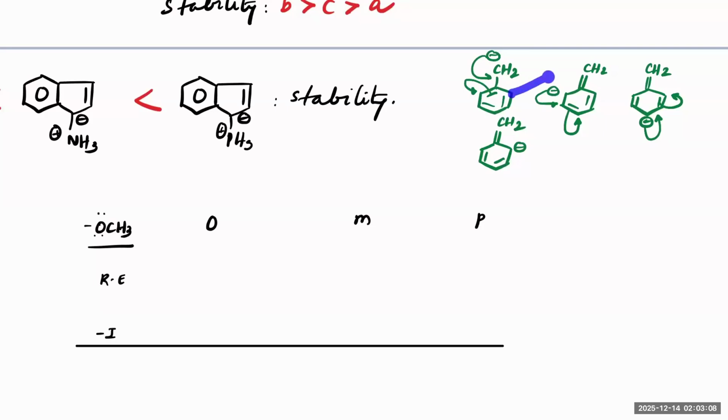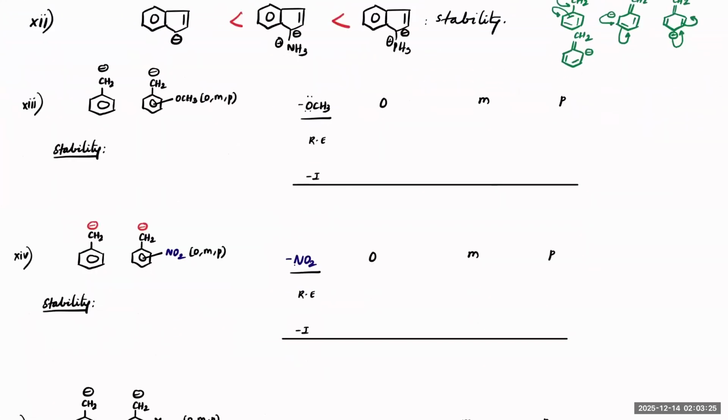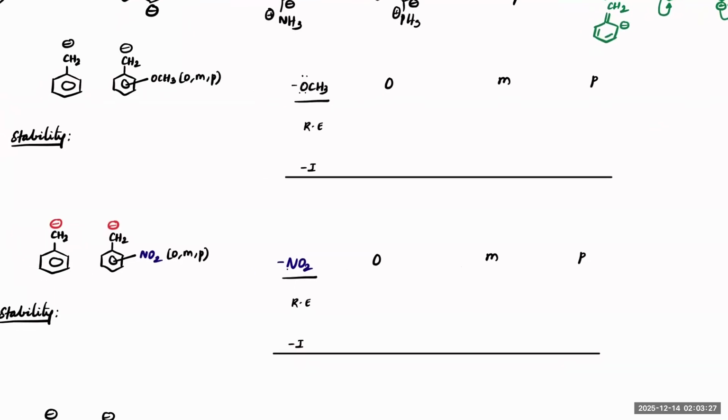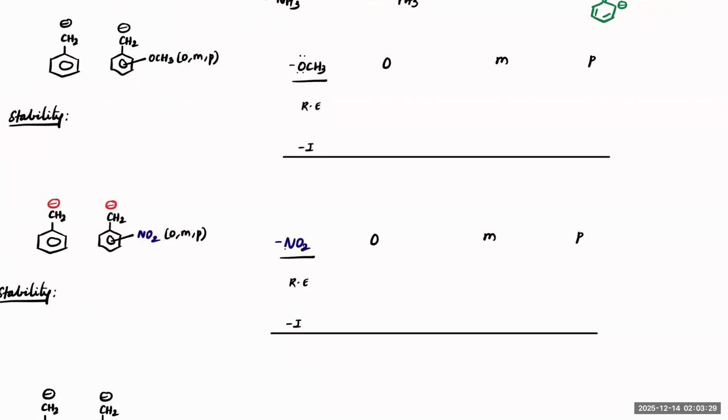So at this ortho and para position, where the negative charge is appearing, if you get any electron withdrawing group, it will stabilize. But if you are getting OCH3, which is donating by resonance, then it is destabilizing. So now check out what are the effects that are being offered onto this group.